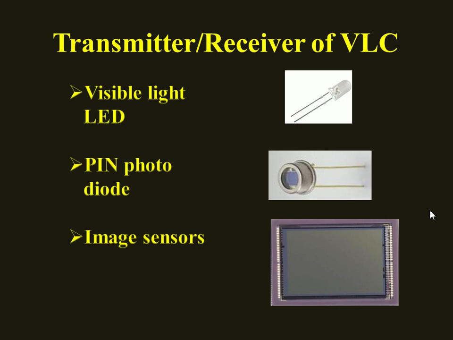Coming to the transmitters and receivers of visible light communication, visible light LEDs are the transmitters, and LEDs can be switched on and off at very high speed. PIN photodiodes are the receivers of VLC, and a PIN photodiode is an electronic device designed to create a receiving signal from the light source. The image sensors are also receivers of visible light communication. Image sensors are devices which convert the optical image into an electronic signal.